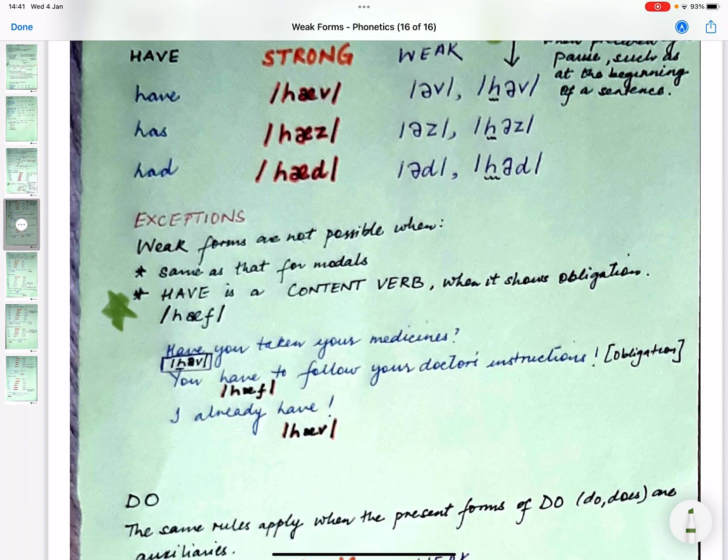Have you taken your medicines? You have to follow your doctor's instructions. Now, you have to is an obligation, so you're going to use the strong form with the F. All right, so that's one thing that you have to remember. It's not the V, it's the F. So, yeah, and I already have, then you can use, I already have. You can use the strong form because it's at the end of a sentence. So this is important. When have is a content verb, when it shows obligation, you use the strong form.